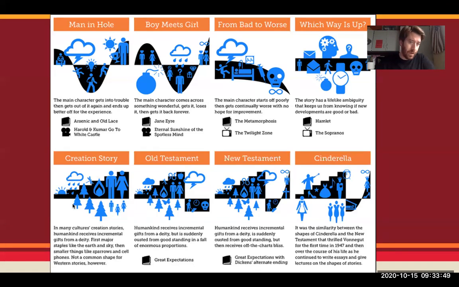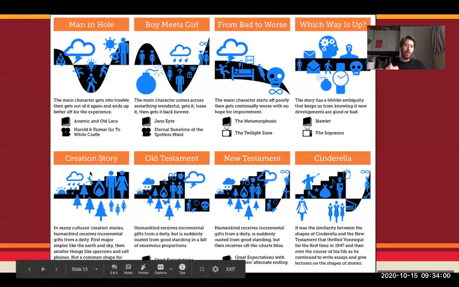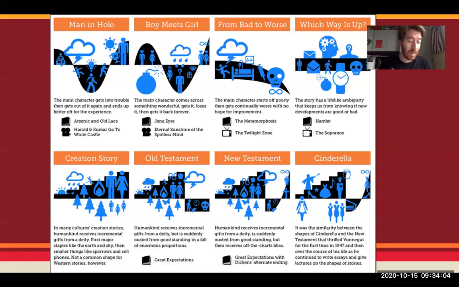You have creation stories where you start with an okay fortune, and then over the course of the story, things just get better, better, better, better, and then you end. I would say this story is not as common in our Western storytelling, and it's kind of hard to tell an interesting story that has no conflict.